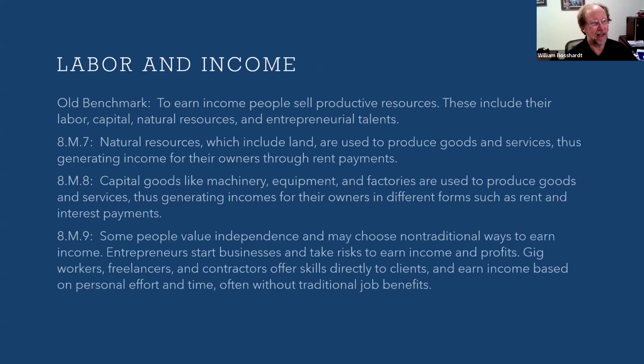And then when I talk about small ball changes here, we're talking about things like the labor and income standard, which I like a lot now. We talk, first of all, about how to earn income, people sell productive resources. The old benchmark just said these include their labor, capital, natural resources, entrepreneurial talents. So actually, in the old standards, in one place they had three resources, and here they're kind of implying a fourth, so we cleared that up. And then we went ahead and described natural resources and the reward to those, capital resources, the reward to those, and then entrepreneurship, the reward to that. And so that does a much bigger job of describing income and where income can come from, other than just work.